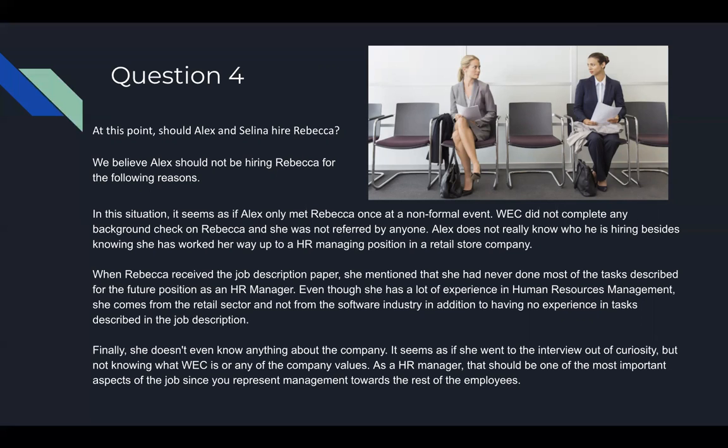When Rebecca received the job description paper, she mentioned that she had never done most of the tasks described for the future position as an HR manager. Even though she has a lot of experience in human resources management, she comes from the retail sector and not from the software industry, in addition to having no experience in the tasks described in the job description. And finally, she does not even know anything about the company. It seems as if she went to the interview out of curiosity, but not knowing what WEC is or any of the company's values. As an HR manager, that should be one of the most important aspects of the job since you represent management towards the rest of the employees.